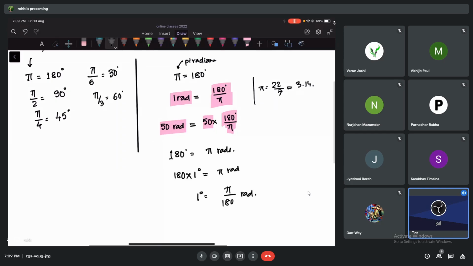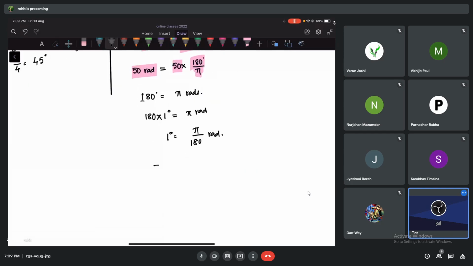Okay, so now if I ask you to convert 30 degrees into radians, you will say 30 degrees should be equal to 30 times pi by 180 radians. Okay, yes. This is quite all right for us. You have done this already.